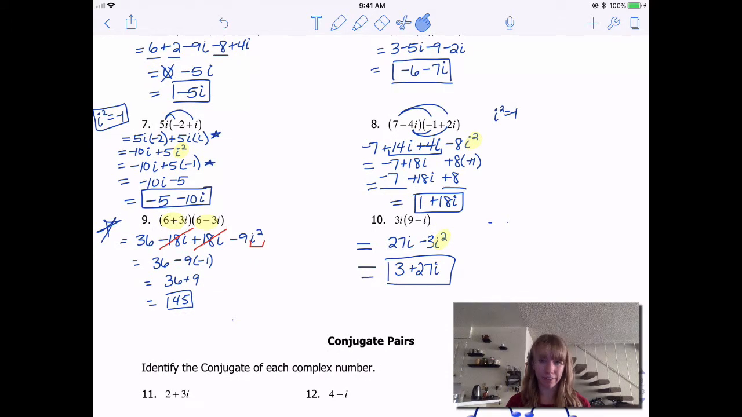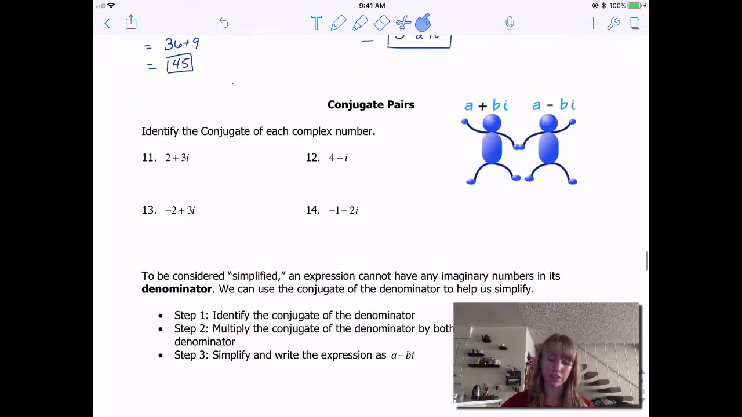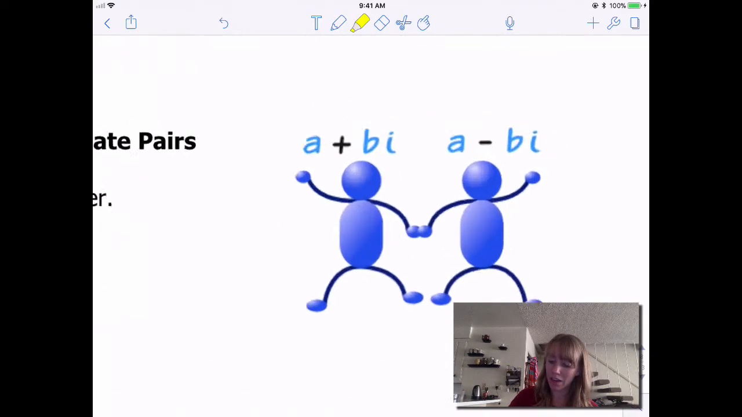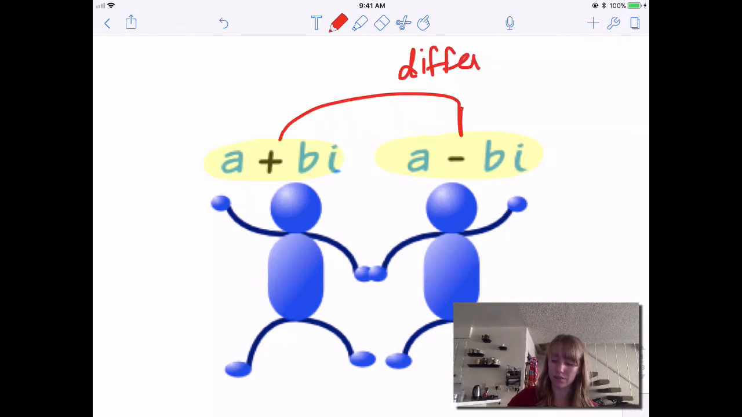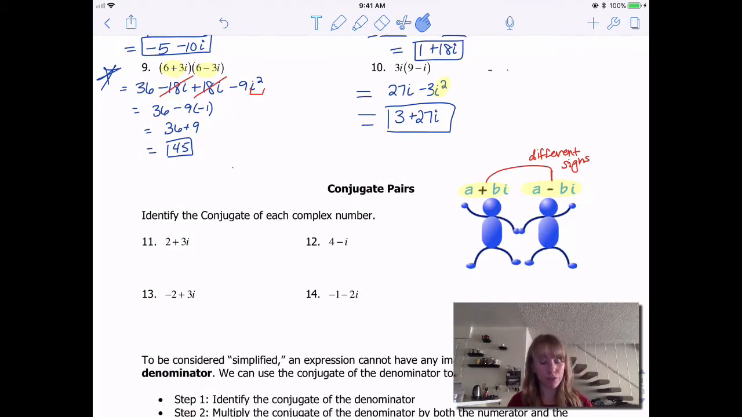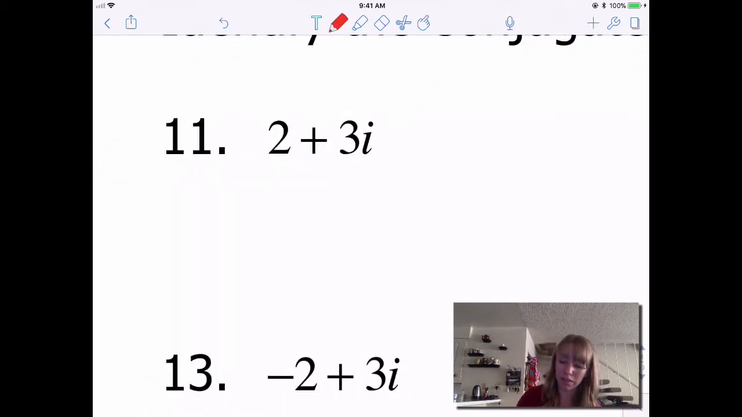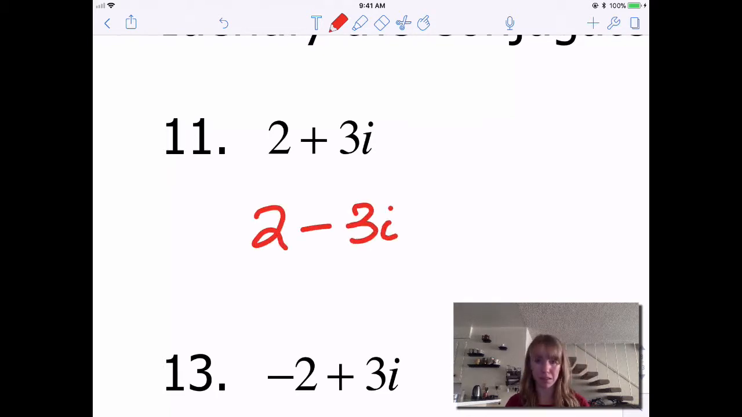So there's really just one more thing that we have to deal with as far as imaginary numbers go, and we're going to use conjugate pairs. So a complex conjugate is really just like number 9. When I have a plus bi, so a number plus another number times i, the complex conjugate is just that same set of numbers, so a and bi, with a different sign. So these two have different signs. So if I'm looking at 11 through 14, that's going to mean that 2 plus 3i, the complex conjugate, is 2 and 3i. The only thing that changes is there's a minus in the middle.